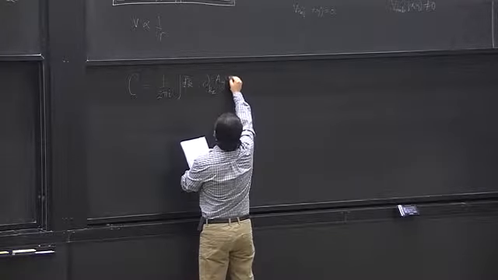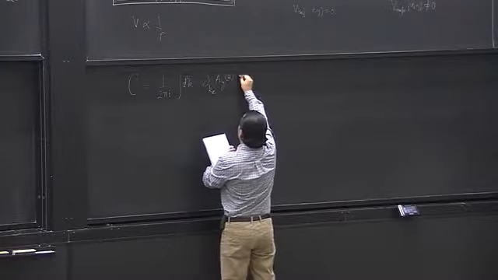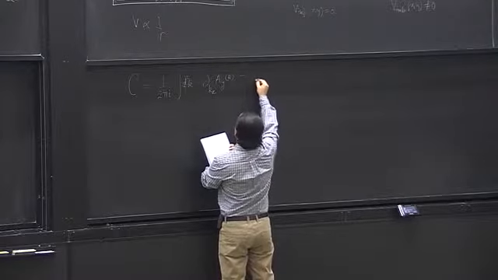This A is not the vector potential. This is something that is called Berry curvature.